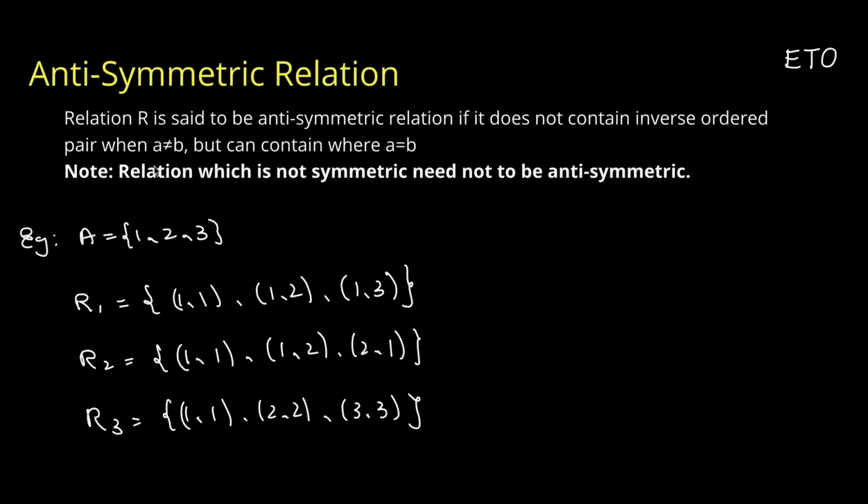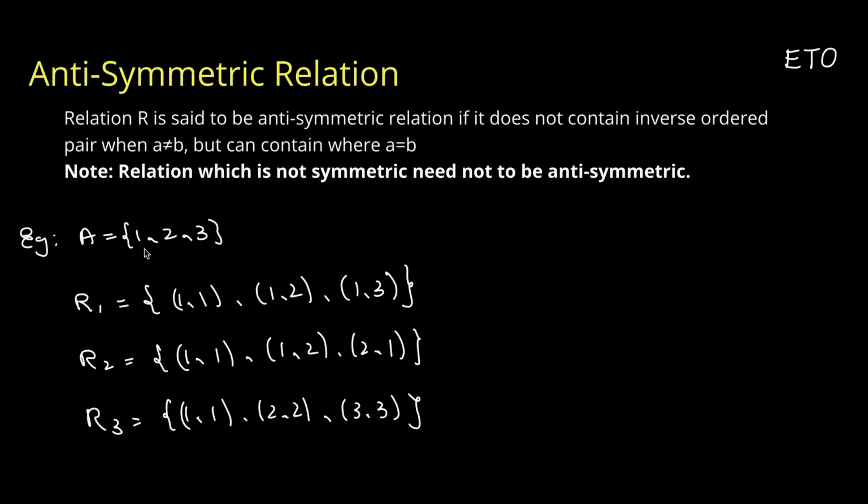Antisymmetric relation. A relation R is said to be antisymmetric relation if it does not contain inverse ordered pair when A is not equal to B, but it can contain when A is equal to B. Important note about antisymmetric relation: a relation which is not symmetric need not be antisymmetric. Let us see some examples to understand antisymmetric relation.